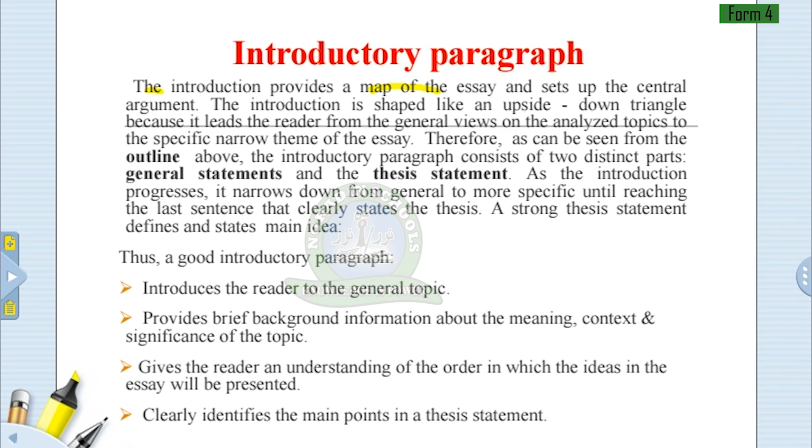Thus, a good introductory paragraph introduces the reader to a general topic. It provides brief background information about the meaning, context, and significance of the topic. It gives the reader an understanding of the order in which the ideas in the essay will be presented. It clearly identifies the main points in the thesis statement.